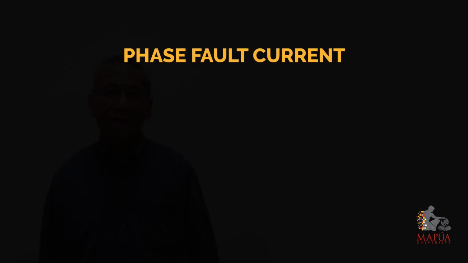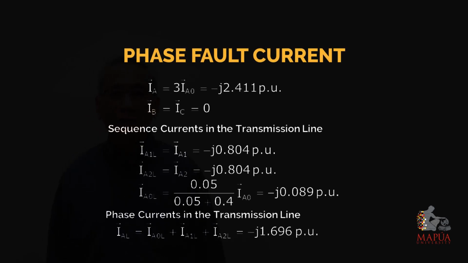Now, converting this into phase current, the phase fault current for Ia will be equal to 3 times Ia0, equal to negative J2.411 per unit, whereas for Ib and Ic, this will be 0.